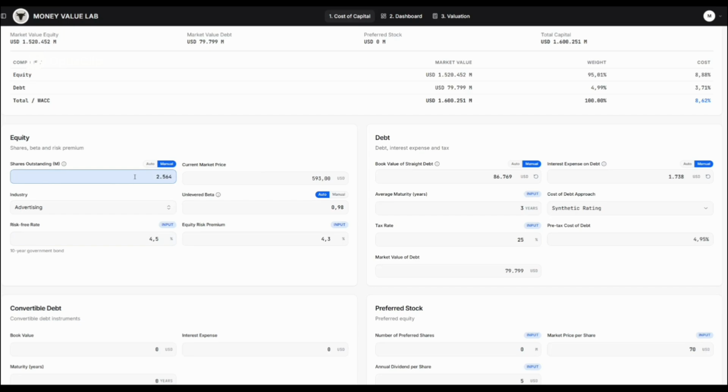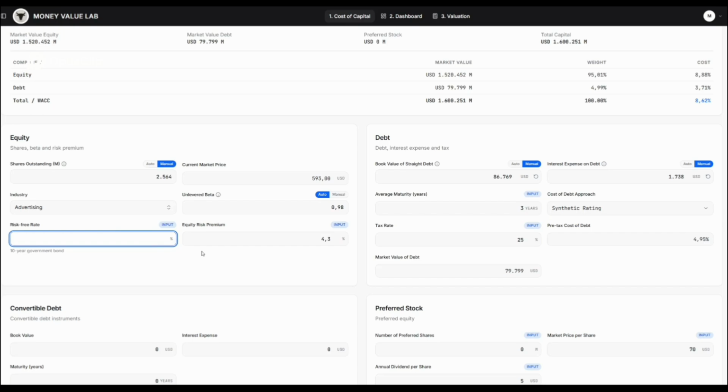Here, the dashboard has imported all of the required data to calculate the discount rate. However, we'll need you to input the data for it to calculate the discount rate. And here you have the input fields. Industry: I need to choose what industry Meta operates in. Here I'm going to choose advertising, and the reason is the majority of the revenue coming to Meta is from advertising.